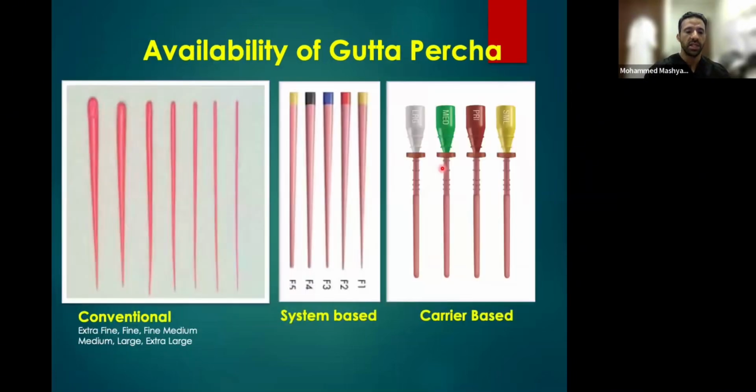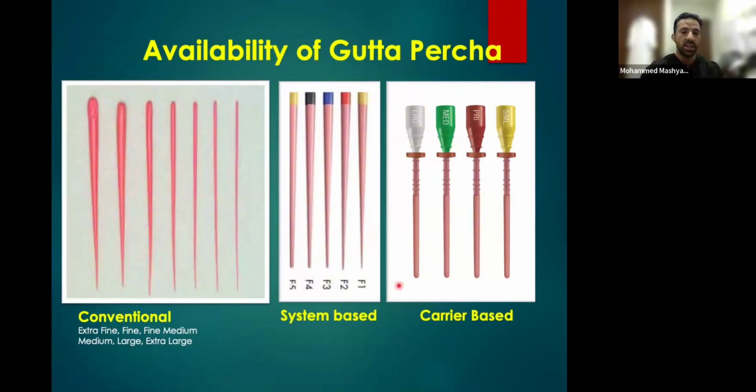And there is another system. This conventional one looks very small like this. This one is system-based, like following the ProTaper system. This is carrier-based, where there is a stick and there is gutta-percha on top of it. So many things in the market. So pick whatever suits you and whatever is available and have good training on them.